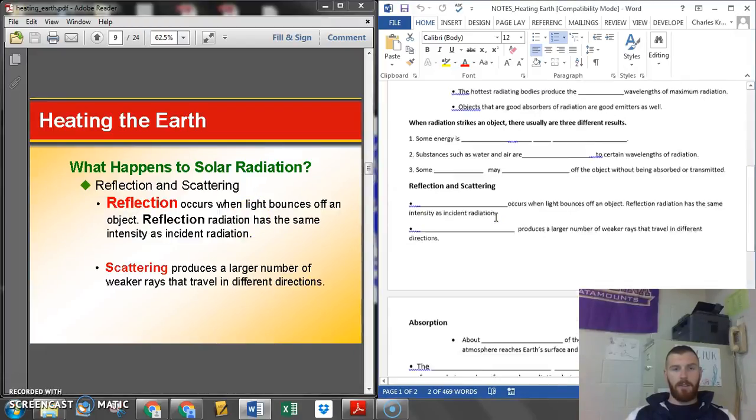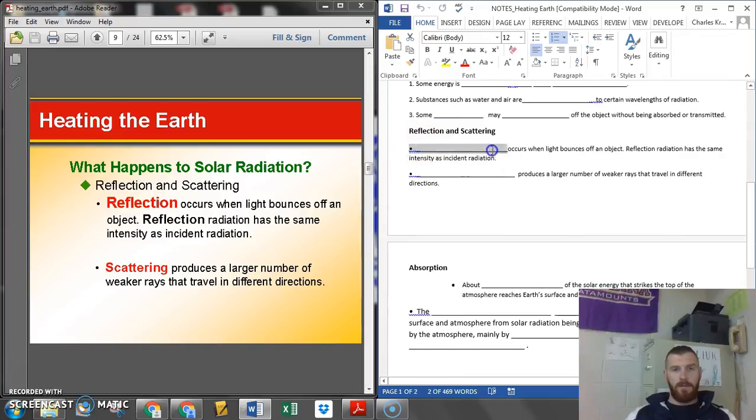Okay, so reflection. Reflection occurs when light bounces off of an object. Think seeing your reflection in a mirror. It's the same thing, that light is bouncing off of that and back into your eye so that you can see yourself in the mirror. Okay, reflection.